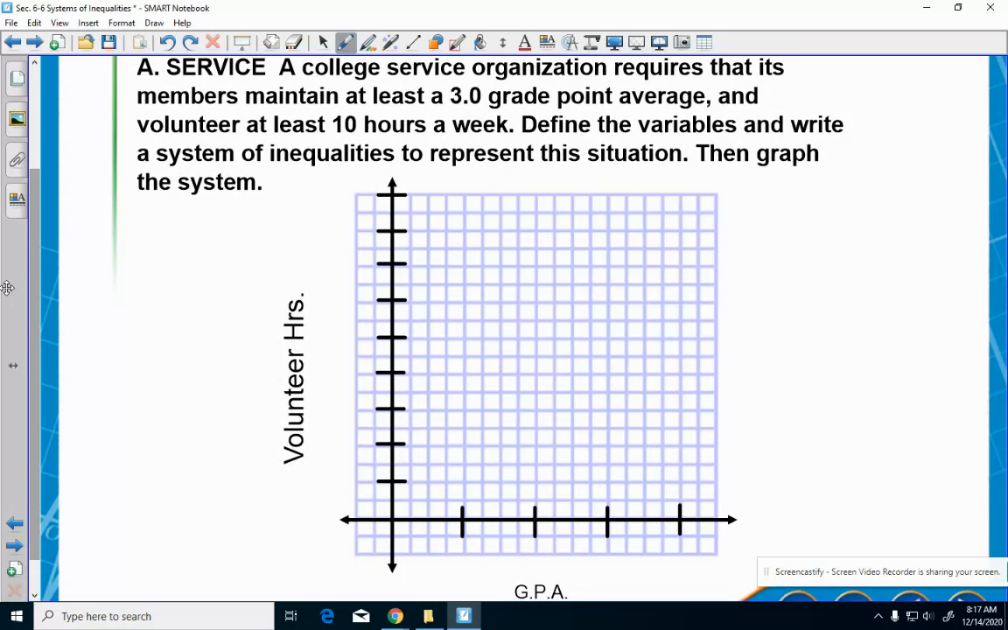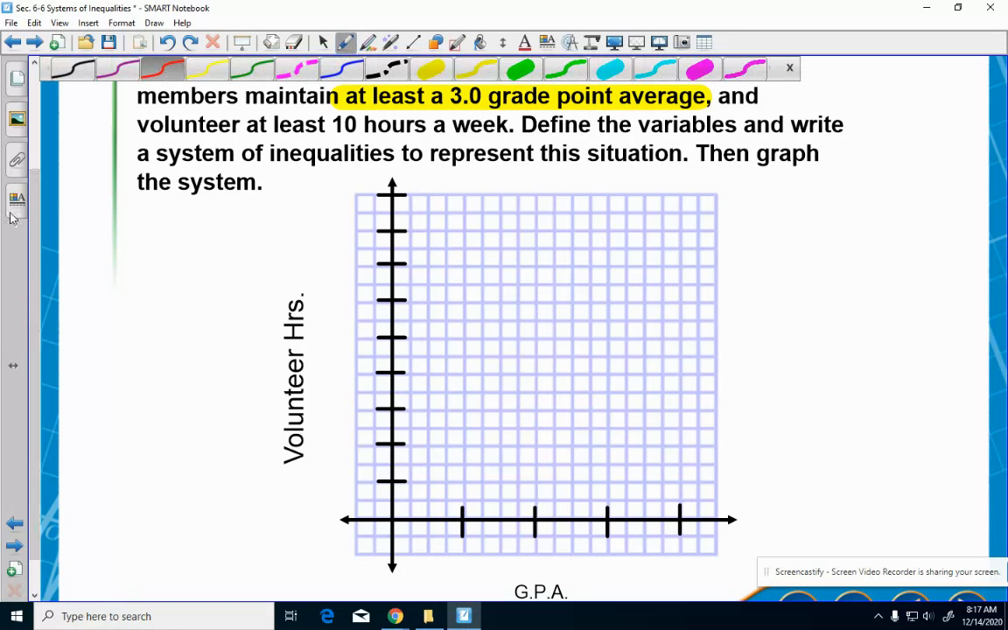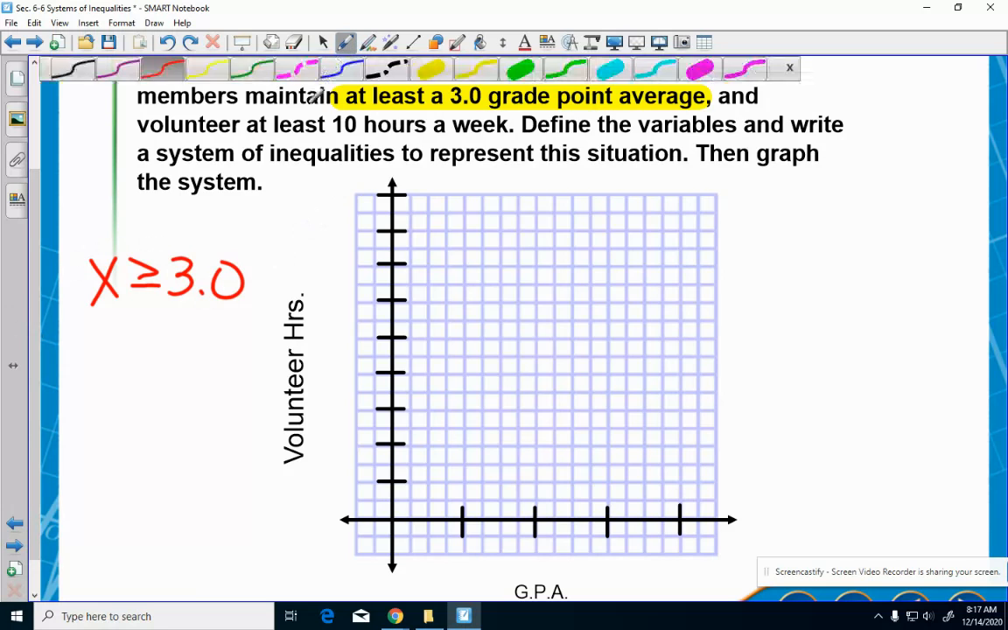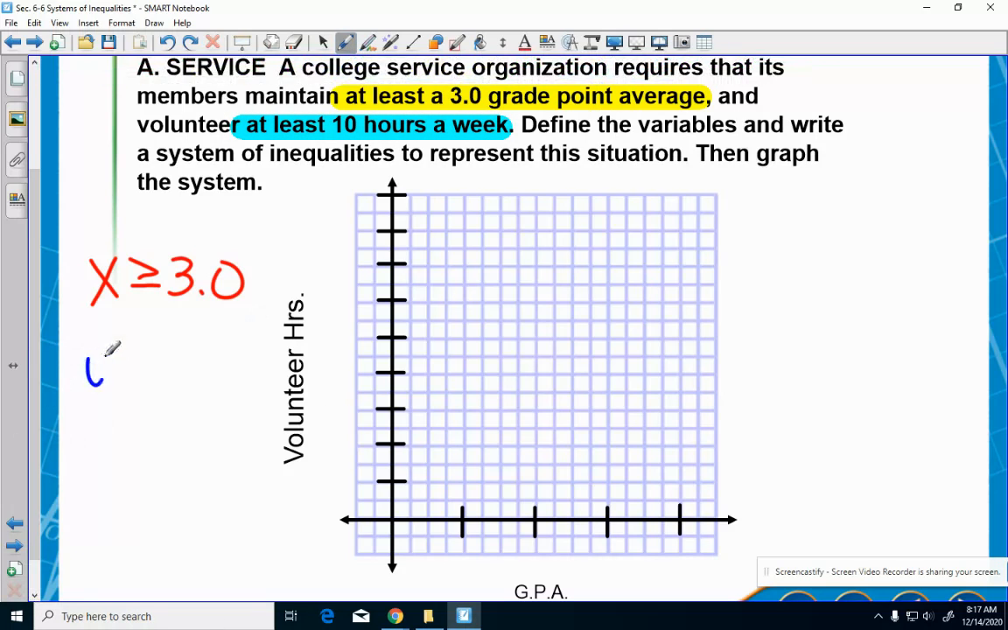The college service organization requires that its members maintain at least a 3.0 GPA. Think about that phrase, at least. Could you have a 3.0? Yes. So in this particular situation, it would look something like that. At least a 3.0 GPA. And then secondly, volunteer at least 10 hours a week. Well, volunteer hours are over here on the y-axis, so volunteer at least 10 hours a week.